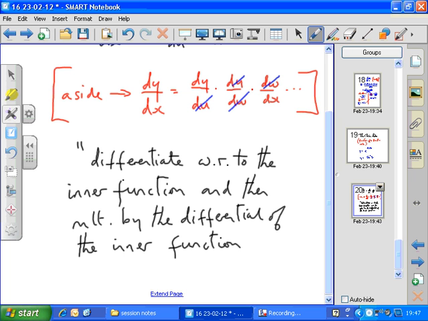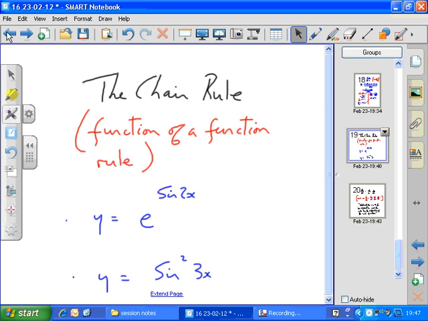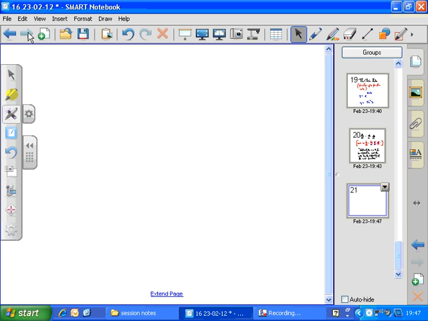What I've tried to do here is put into words something that's not easy to put into words. Again, it's easy to show by example, but that's the sort of thing going through my head as I apply this chain rule. I'm going to differentiate with respect to the inner function and then multiply that by the differential of the inner function. So let's look at this top example, the first example, y equals e to the sine 2x, and see how that works. y equals e to the sine 2x.